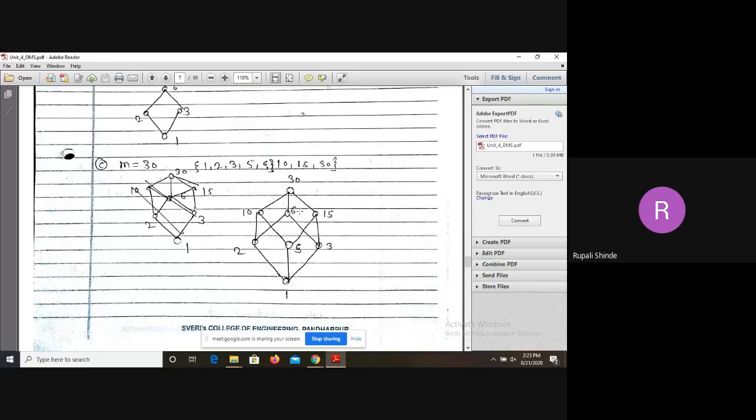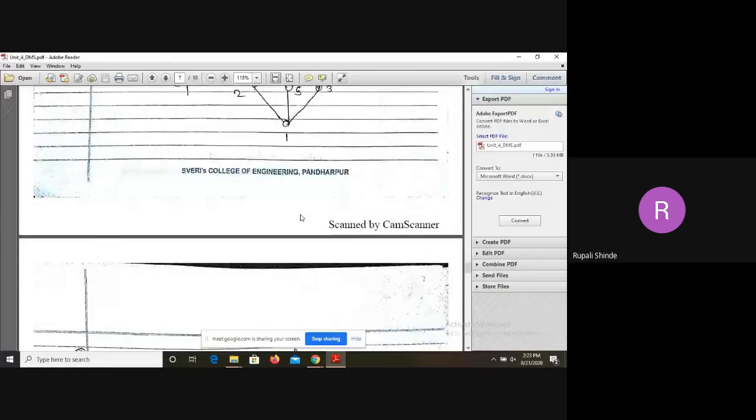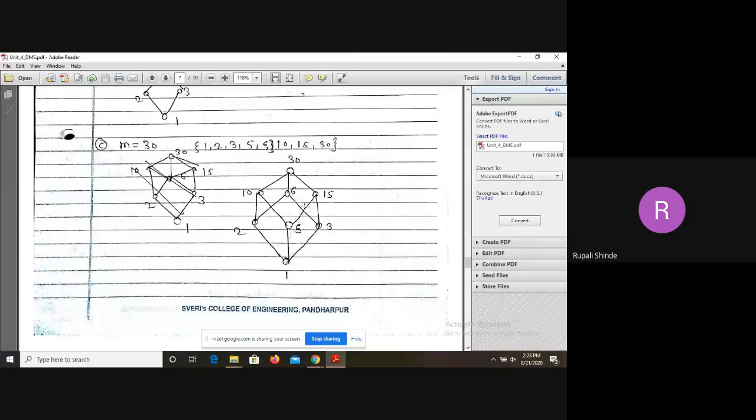For this Hasse diagram, you have to solve some examples on your own, then only you can draw the diagrams correctly. Have you understood how we have drawn this diagram?